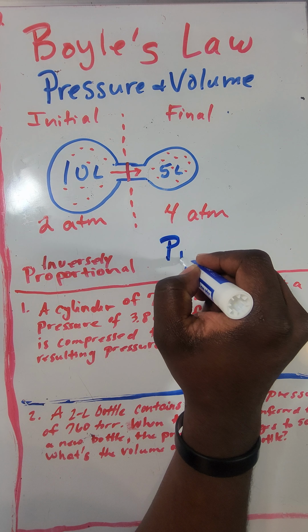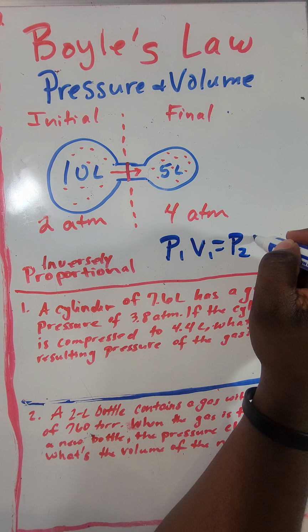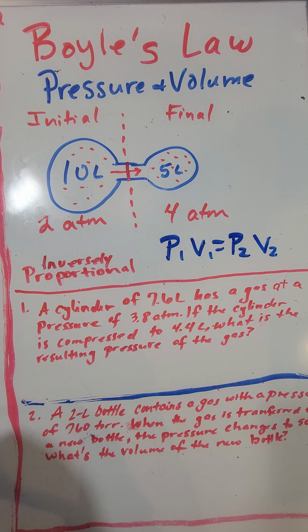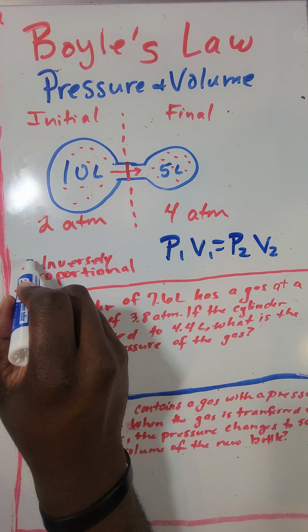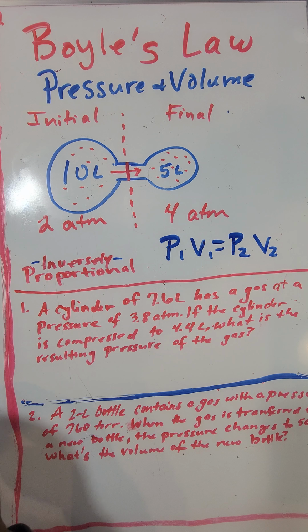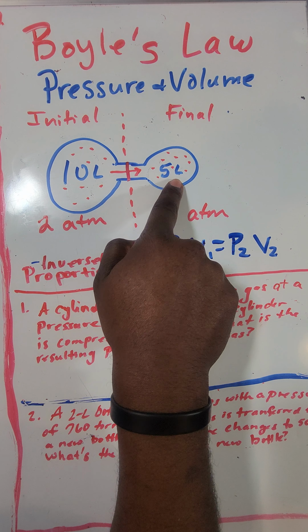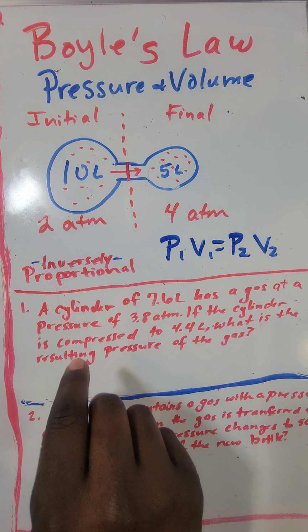P1V1 equals P2V2. So as one goes up, the other one goes down. They are inversely proportional. Inverse means opposite. Proportional means they're going to change in the same proportion, at the same ratio. So when the volume was cut in half, our pressure doubled, and it'd be the opposite way.